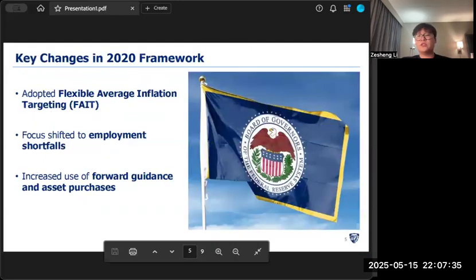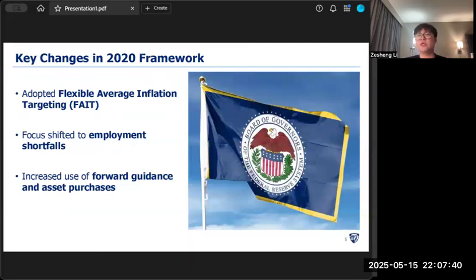So the biggest change was adopting FAIT instead of keeping inflation under 2%. The Fed would now allow temporary overshoots to average things out. It also emphasized eliminating shortfalls from full employment, especially for marginalized groups, and it leaned more on communication tools like forward guidance and bond buying to steer expectations.